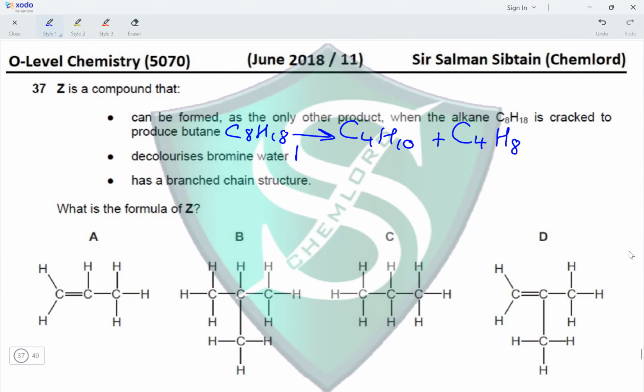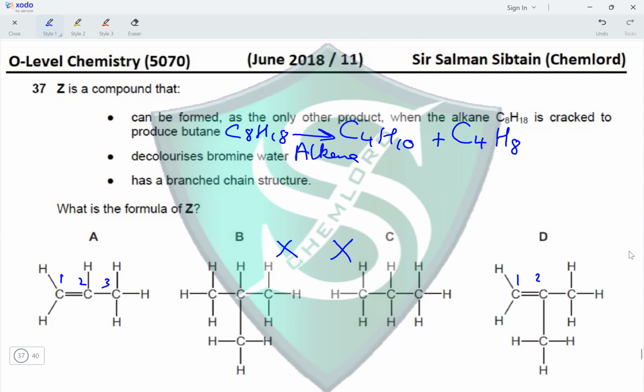Decolorizes bromine water, so it is an alkene and has a branch chain structure. So this is an alkene with a branch present. So options B and C are eliminated because they are not alkenes. Option A has 1, 2, and 3 carbon atoms present, and we require 4.